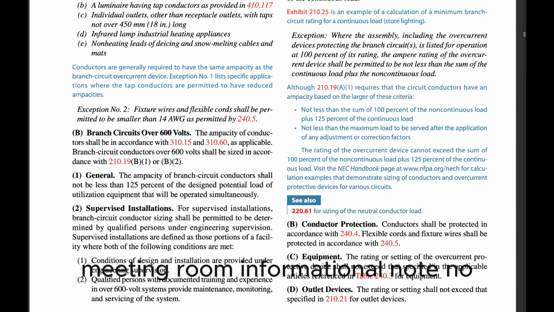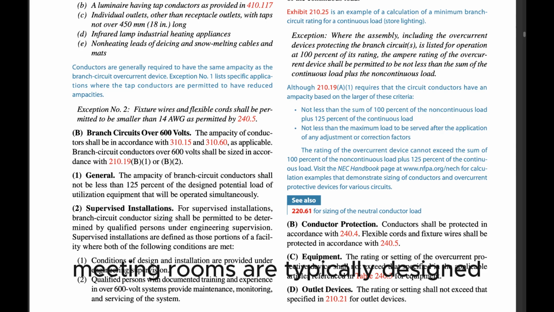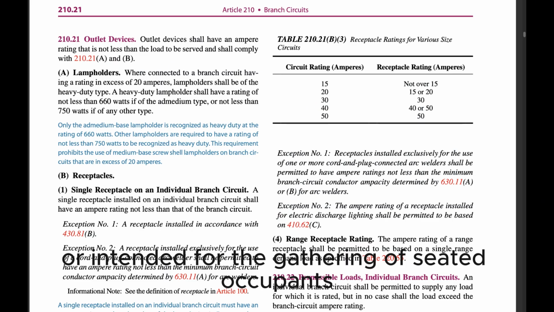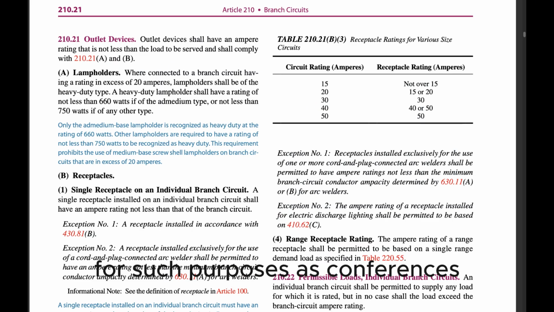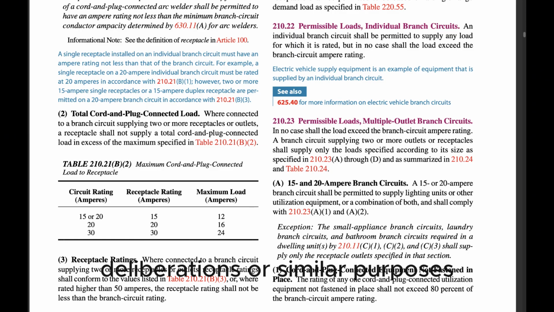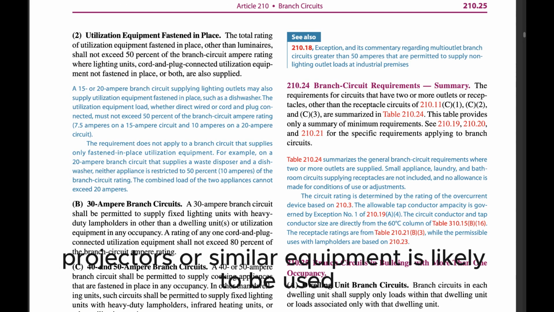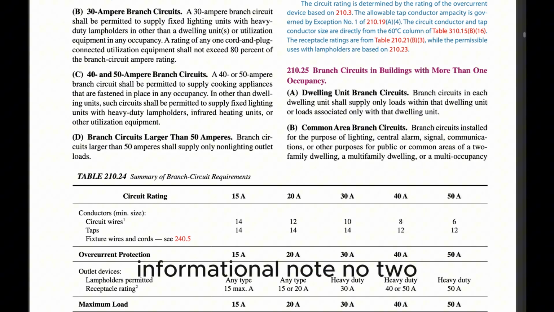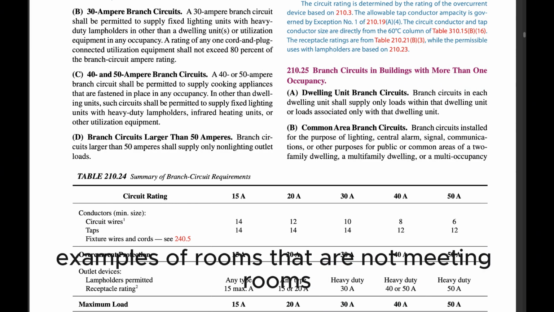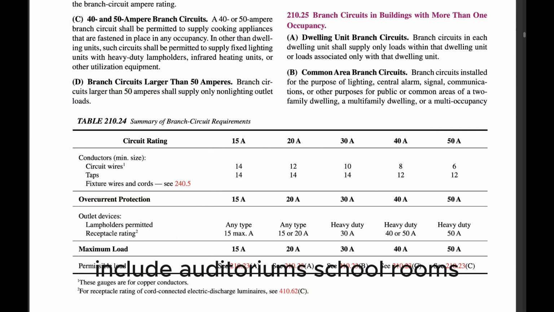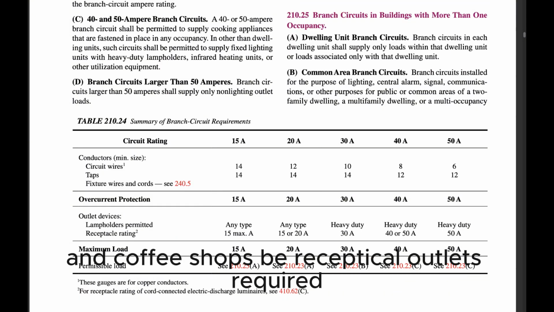Informational Note No. 1: For the purposes of this section, meeting rooms are typically designed or intended for the gathering of seated occupants for such purposes as conferences, deliberations, or similar purposes, where portable electronic equipment such as computers, projectors, or similar equipment is likely to be used. Informational Note No. 2: Examples of rooms that are not meeting rooms include auditoriums, schoolrooms, and coffee shops.